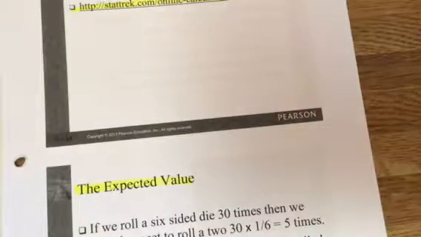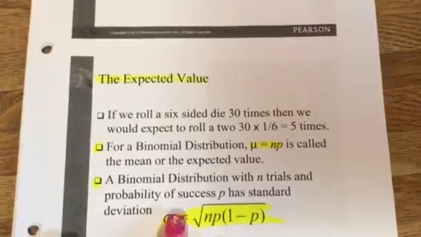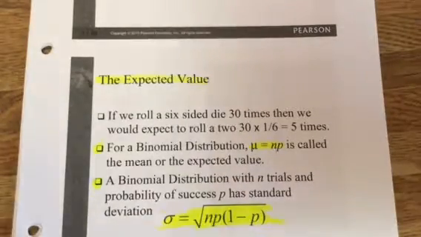But I wanted to also talk to you about this exact value. If you're asked to find the exact value, what that's saying is if you roll a 6-sided number cube 30 times, then you would expect to get a 2 30 times 1/6, which is 5 times. For a binomial distribution, mu equals np is called the mean or the expected value. So when you are asked to find the expected value, please take the number times a probability and you'll get your mu.